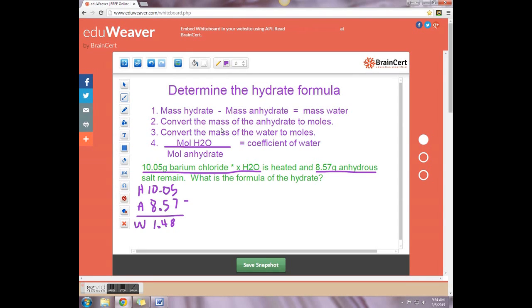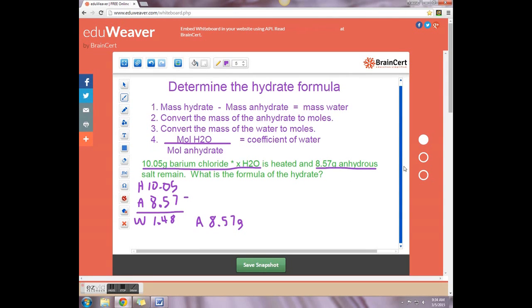Step 2, I convert the mass of the anhydrate to moles. So my anhydrate mass from the problem was 8.57 grams. To convert this to moles, I need to determine the molar mass, which means I need a formula. So going back to the problem, my anhydrate salt is barium chloride. So I look these elements up on the periodic table, and I know this is ionic, so I have to do the crisscross method.